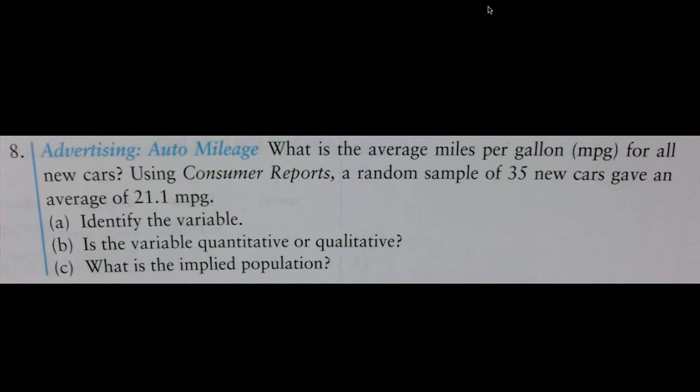So the first question says, what is the average miles per gallon for all new cars? Using Consumer Reports, a random sample of 35 new cars gave an average of 21.1 miles per gallon. The questions are A. Identify the variable. B. Is the variable quantitative or qualitative? And C. What is the implied population? Before we can answer these questions, let's review what these definitions mean. So I'm going to review a few things from the PowerPoint slides and the book.